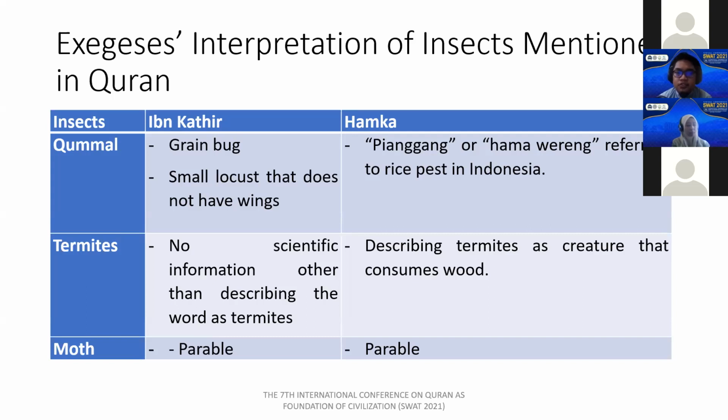And then for moths, both Ibn Qasir and Hamka mentioned it as a parable for the condition of humans during the hereafter, which means that humans will be scattered around not knowing what to do, just like moths.